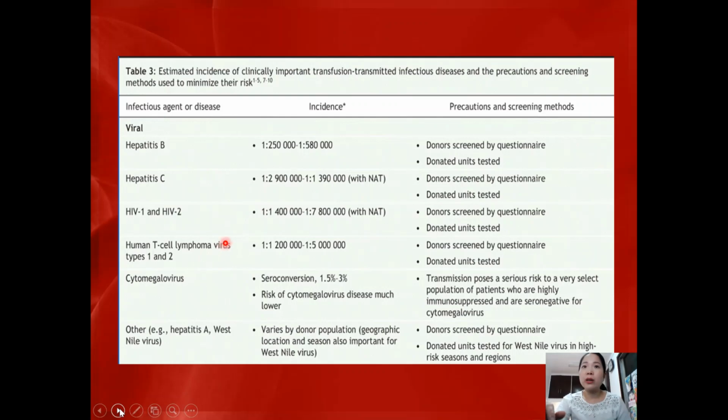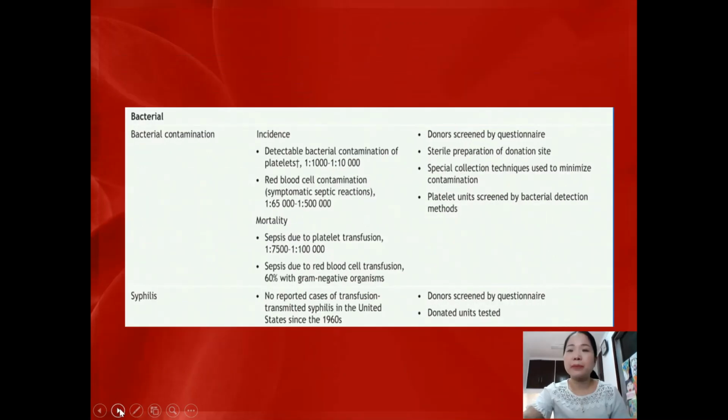So what are the other blood-borne viruses? You have hepatitis B, hepatitis C, HIV 1 and 2, human T-cell lymphoma virus, cytomegalovirus, and others. Of course, bacterial contamination.